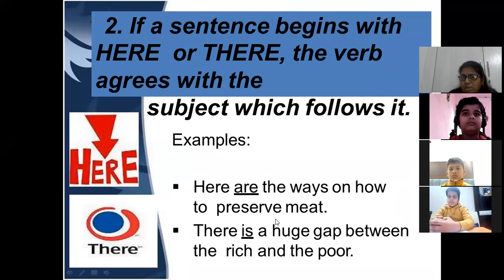Now these are the two verbs, are and is. Now what is the subject here? Here it is ways, here it is gap. So this is plural, this is singular. So here we are using, here are the ways on how to preserve meat. Second, this is singular. So singular subject. So we are using what? Is here. There is a huge gap between the rich and the poor, right?